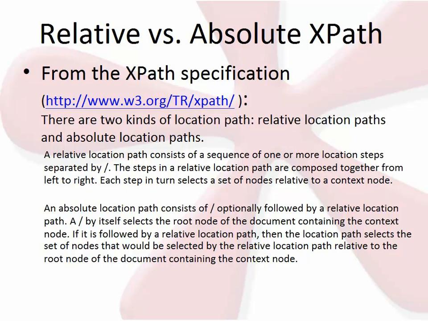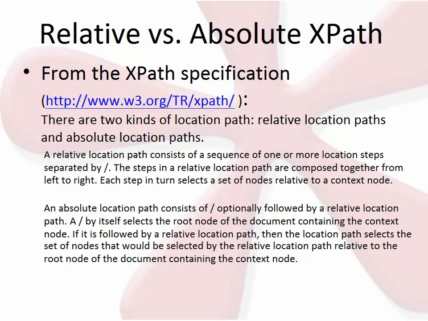I copied this in from the actual XPath specification. If you're ever having a hard time sleeping, I would highly recommend this document. It's very informative, though slightly dry reading. There are two kinds of location path, and that's what an XPath is at its heart: we're saying, here's where you find the node that I want. There are relative and absolute location paths. A relative location path consists of a sequence of one or more steps separated by a /. The steps are composed together from left to right. Each step in turn selects a set of nodes relative to a context node.